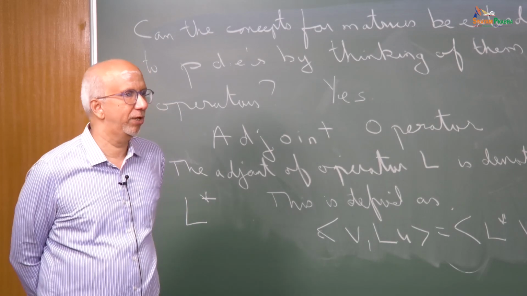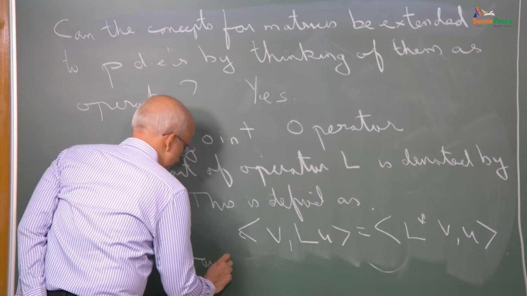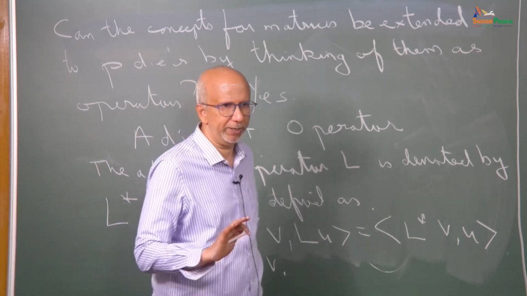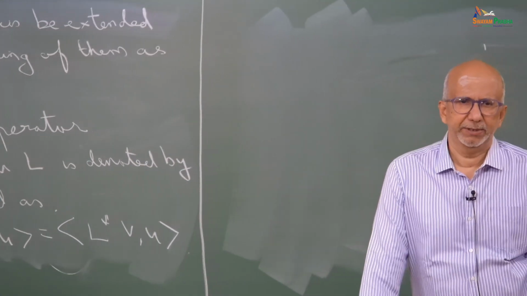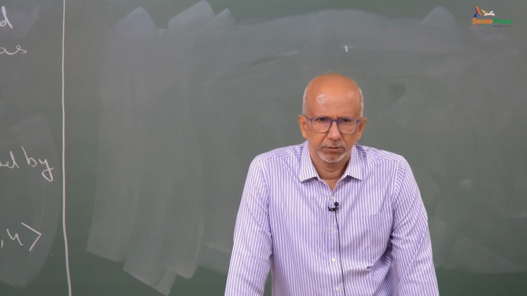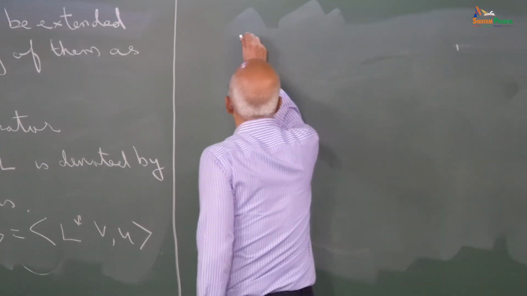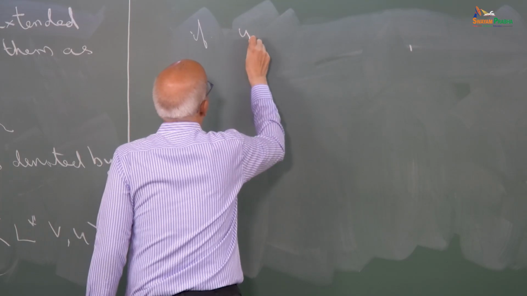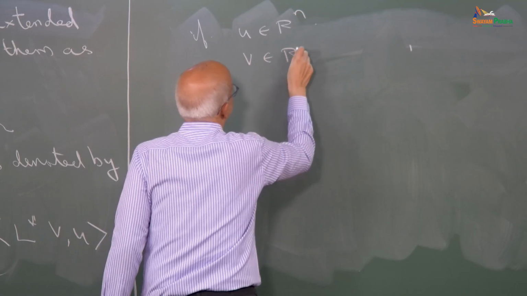So, for all u and v. If L is a matrix, m by n, then u has to be in Rn, v has to be in Rm. Only then you can take the inner product, right. So, for example, if u belongs to Rn, v will belong to Rm.